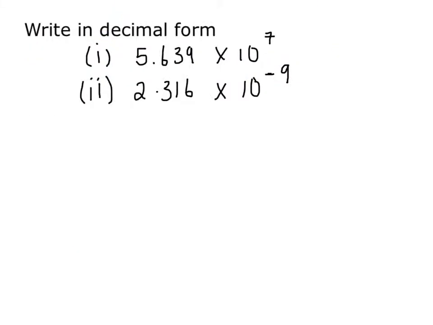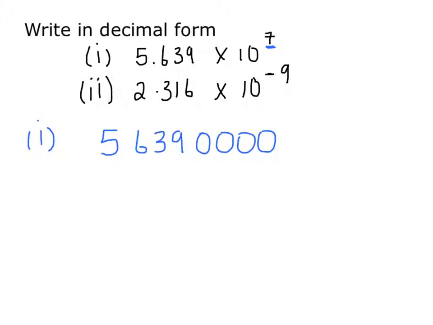So what I'd like you to do is to again pause the video for a few moments and try this question yourself and see do you get the right answer. So for part 1, you're multiplying it by a positive power, so you're just multiplying it by 10, 7 times. And if you multiply 5.639 by 10, 7 times, you'll get 5, 6, 3, 9. That's multiplying it by 10, 3 times, and another 4, 1, 2, 3, 4. Okay, you can count them 1, 2, 3, 4, 5, 6, 7. So that's the solution there.